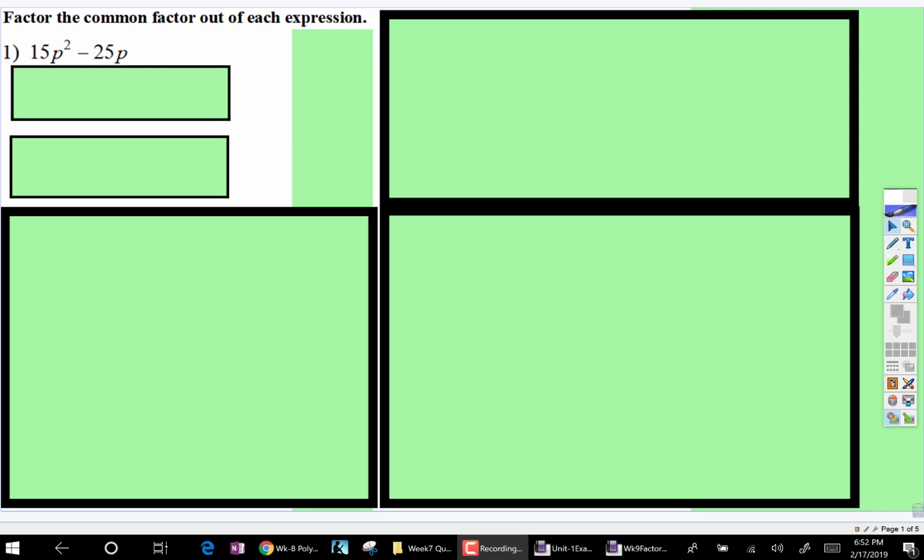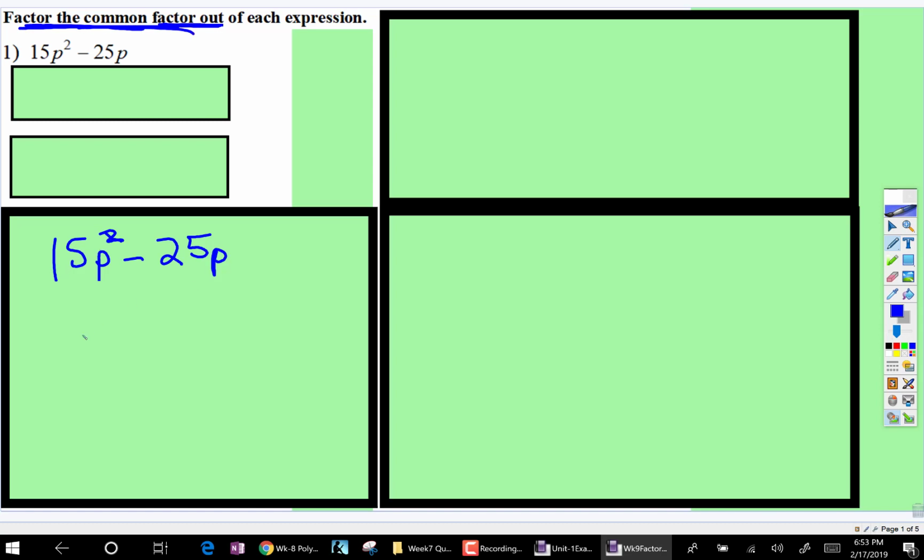Okay, we're going to spend the next few videos talking about factoring, specifically factoring polynomials. So here we have a binomial. There are two terms, 15p squared, subtract 25p. And it says factor out what they have in common.